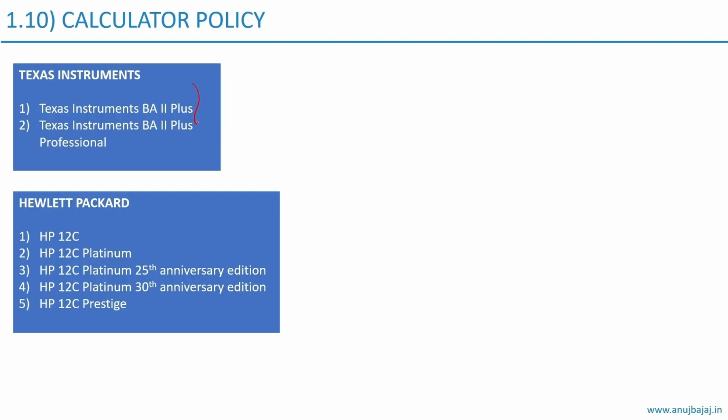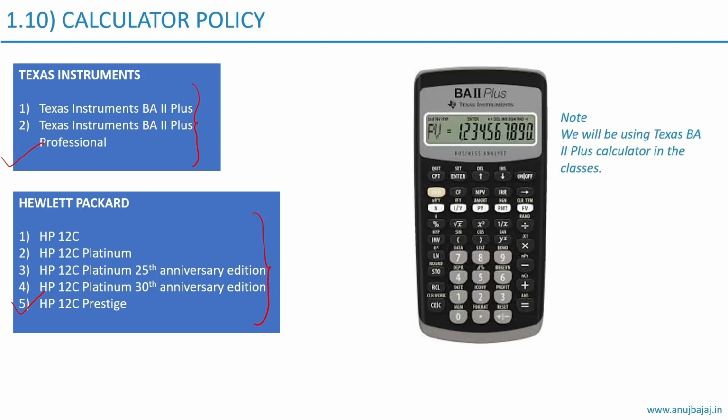And these are the specific calculators that you can take in your exam hall. Any calculator other than what is specified over here won't be allowed in your examination. And we will be using the Texas BA II Plus calculator in our classes. Mostly everyone prefers using the Texas BA II Plus calculator given its simplicity.